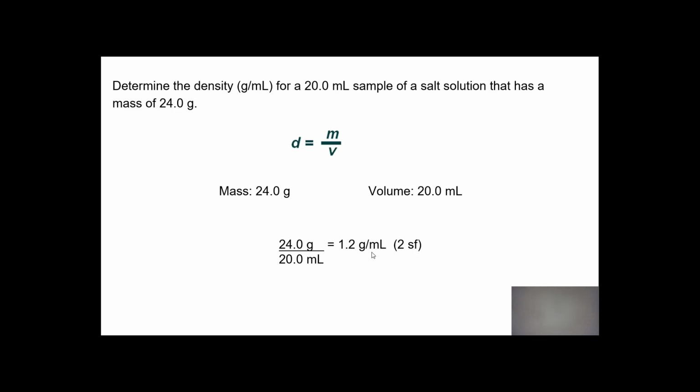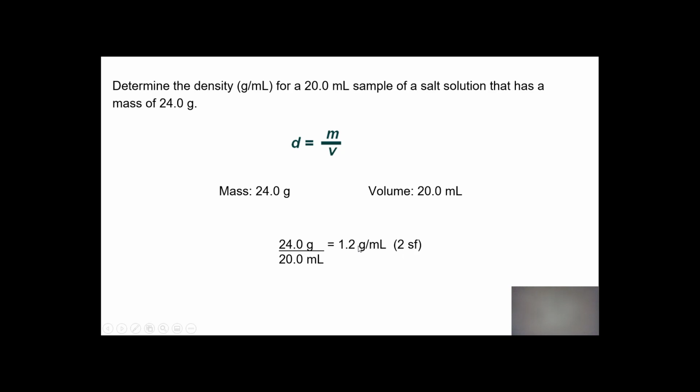Determine the density for a 20 mL sample of a salt solution that has a mass of 24 grams. This is very straightforward, just determining the density. It's saying it right here. So we plug in what would be for mass, we plug in what would be for volume, and we set up 24 grams over 20 mL. Make sure you carry these units. These units do not cancel out, so you need to carry them over. This ends up being, why does it say 2 sig figs here? And there's 3. This is an error.